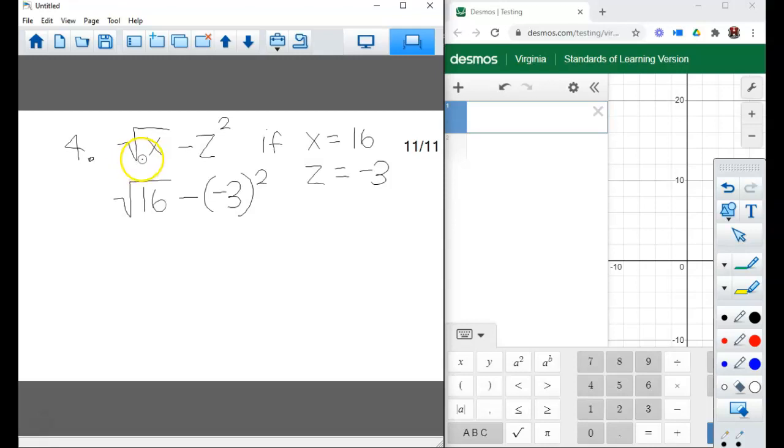So start at the beginning of the problem, and as you look at it, I have the square root of x. I'm not going to need parentheses for that. Minus z squared, I'm going to need parentheses here because of that exponent. So now we type this into our calculator.